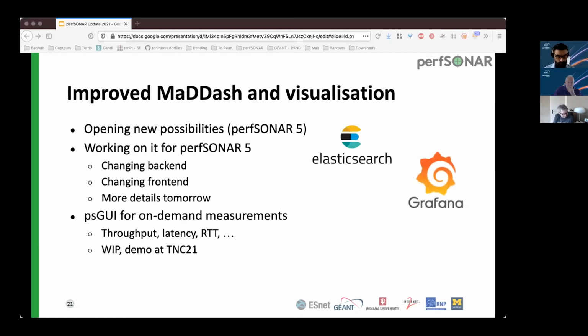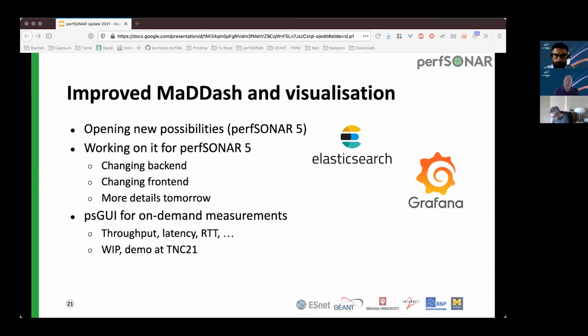If we look at the topic of improved visualization and all that's about MatDash, one thing that we'll be presenting tomorrow is the perfSONAR 5 release that we are working on at the moment, where we'll be completely changing the backend, and thanks to that change also bringing new front-end possibilities for perfSONAR. That's based on Elasticsearch and Grafana, two tools that are widely used in our community. So we hope that you'll be able to make good use of all that.